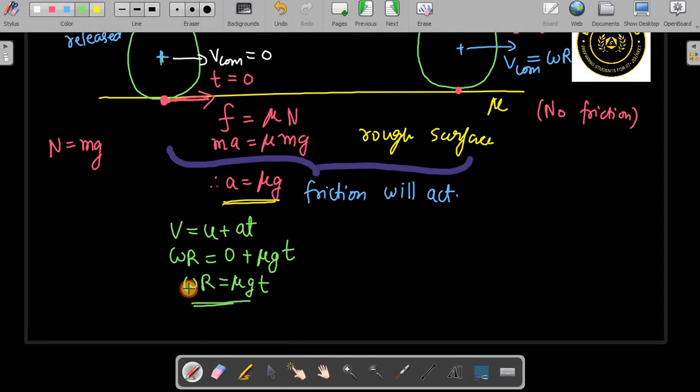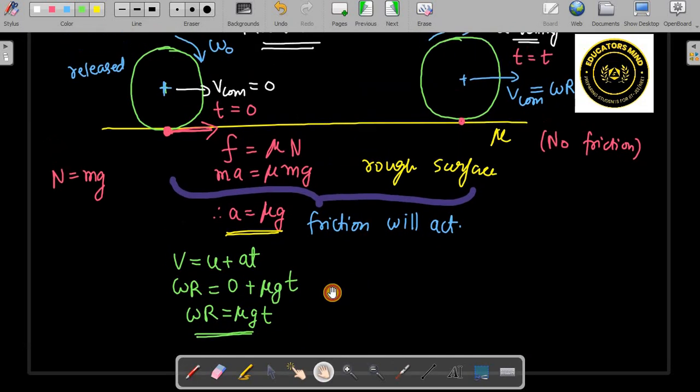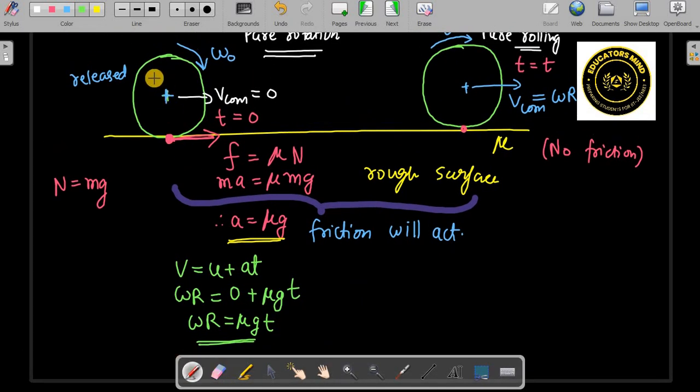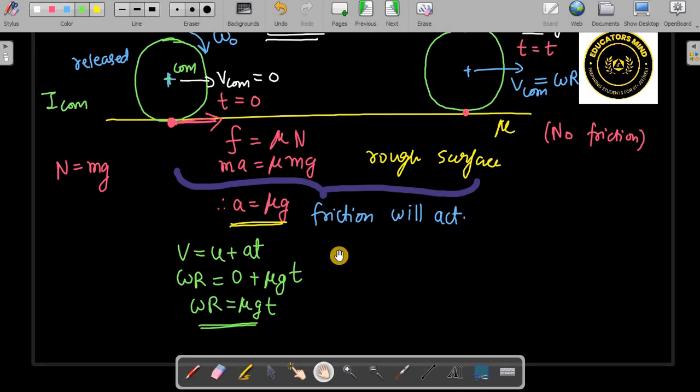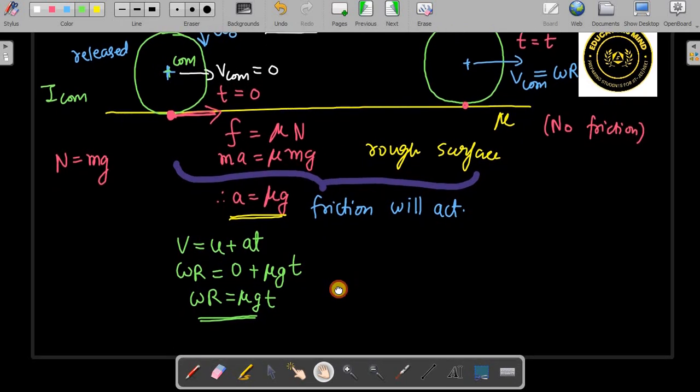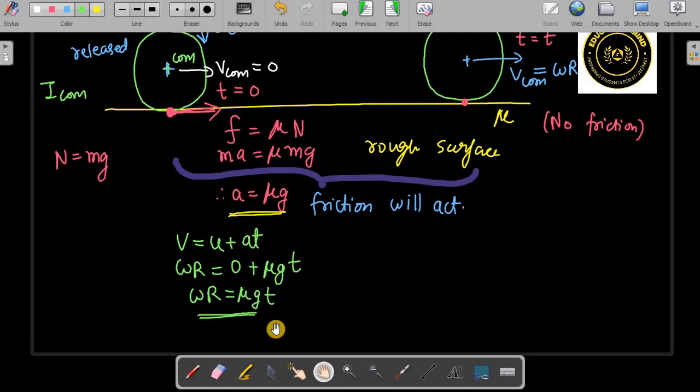To solve this equation you need to know omega. Let us say you know the radius, and the moment of inertia I about the center of mass; they may give you I center of mass. Let's say for example it's a disk, then I center of mass is mr square by 2. If it's a ring, it is just mr square. So I center of mass for different bodies will be different.